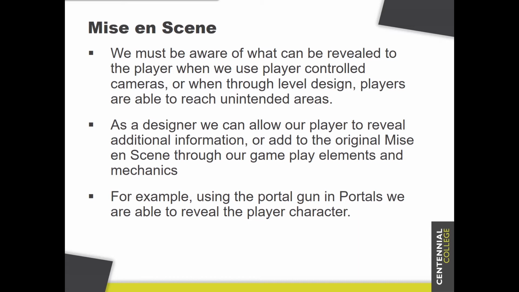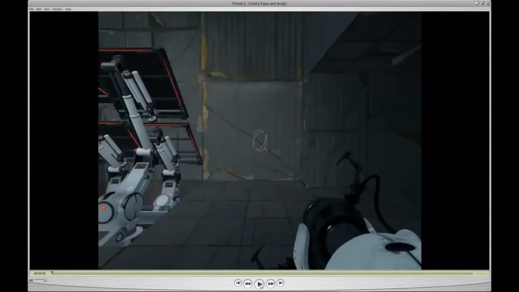So let's take a look at an amazing example of mise-en-scène and how the player themselves can change the original mise-en-scène to include other elements that maybe the designers weren't originally expecting them to be able to do. Let's take a look at the character reveal within the game Portal. So this is an example of the player using mechanics to add to the original mise-en-scène.